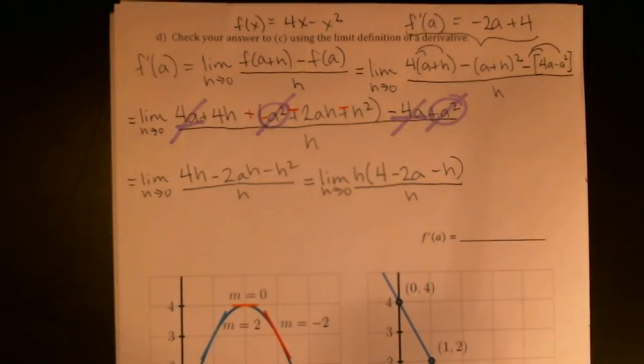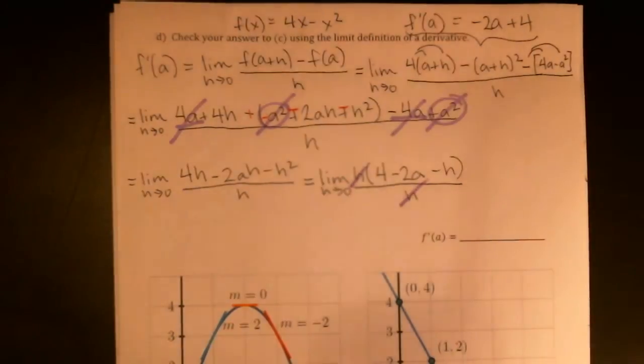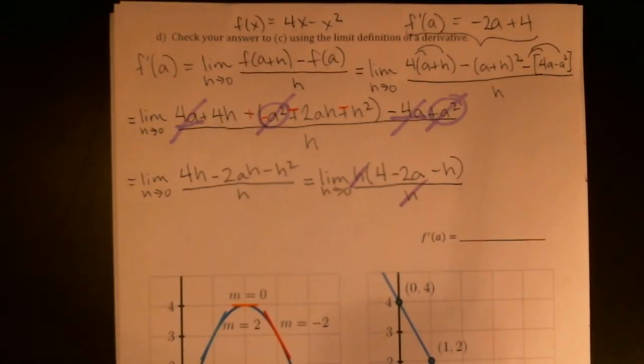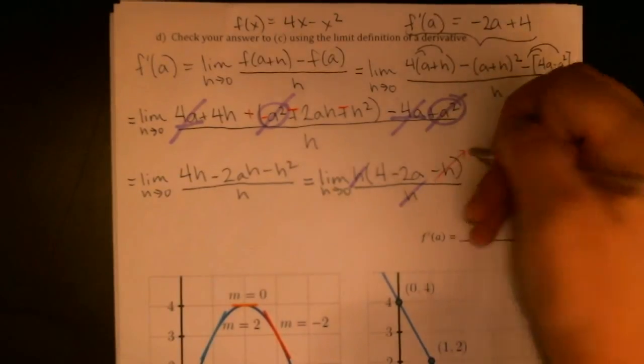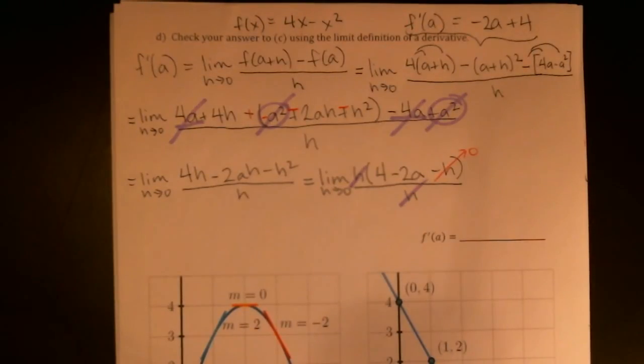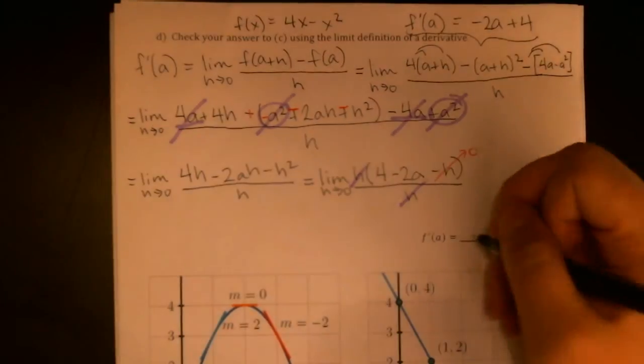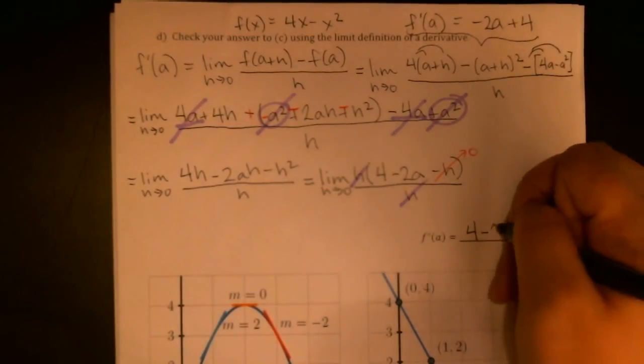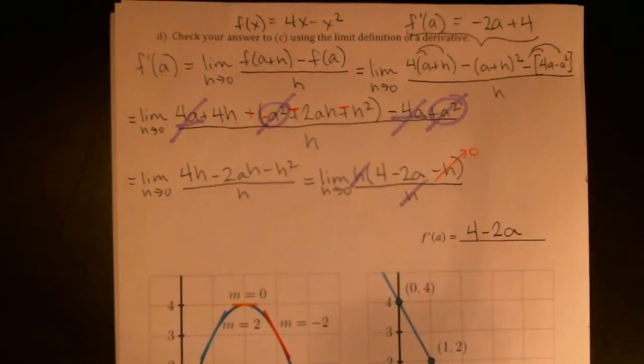Okay, so we factor, we cancel, and then with what's left over, we want to let h go to 0. So this part's actually dropping out. But h going to 0 doesn't do anything to the 4, and it doesn't do anything to the minus 2a. So there's the exact same formula that we got before.